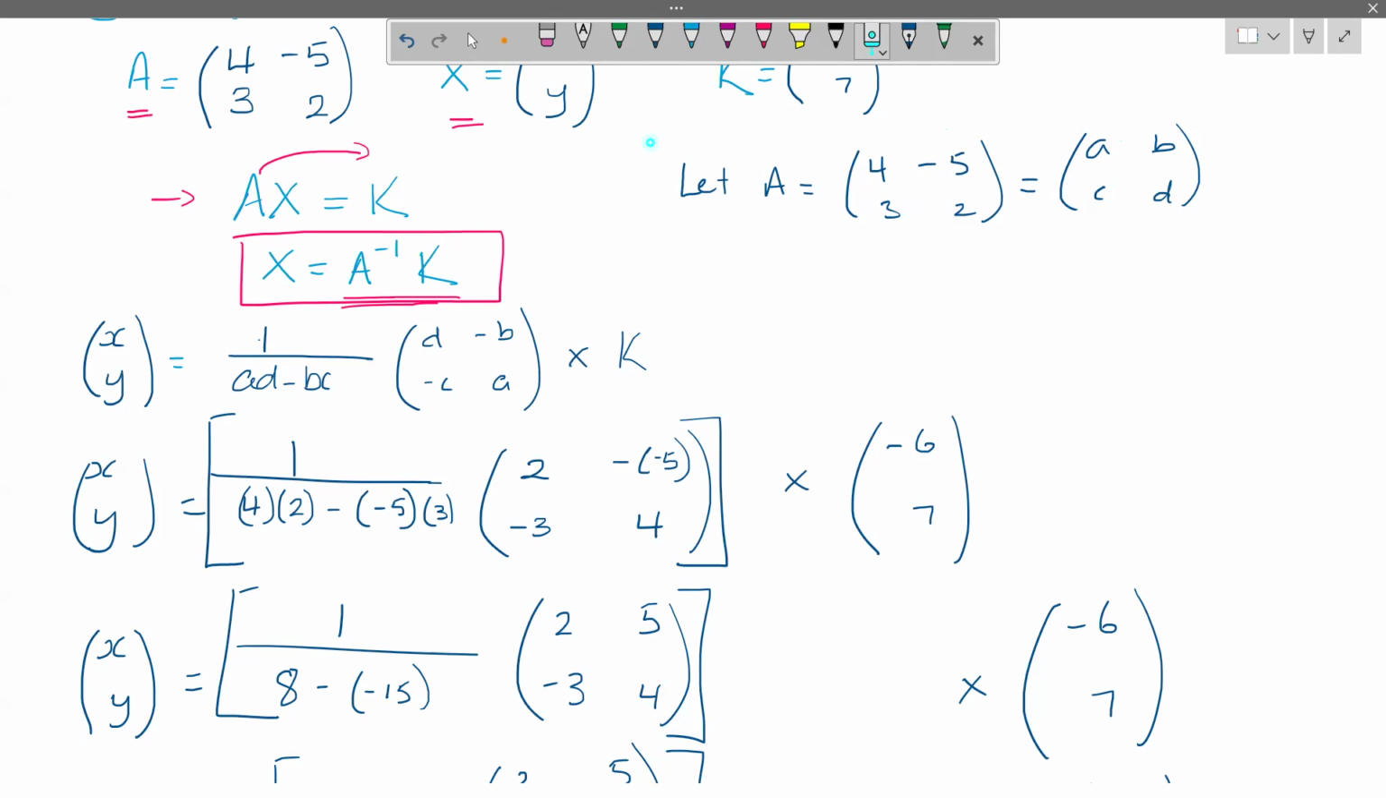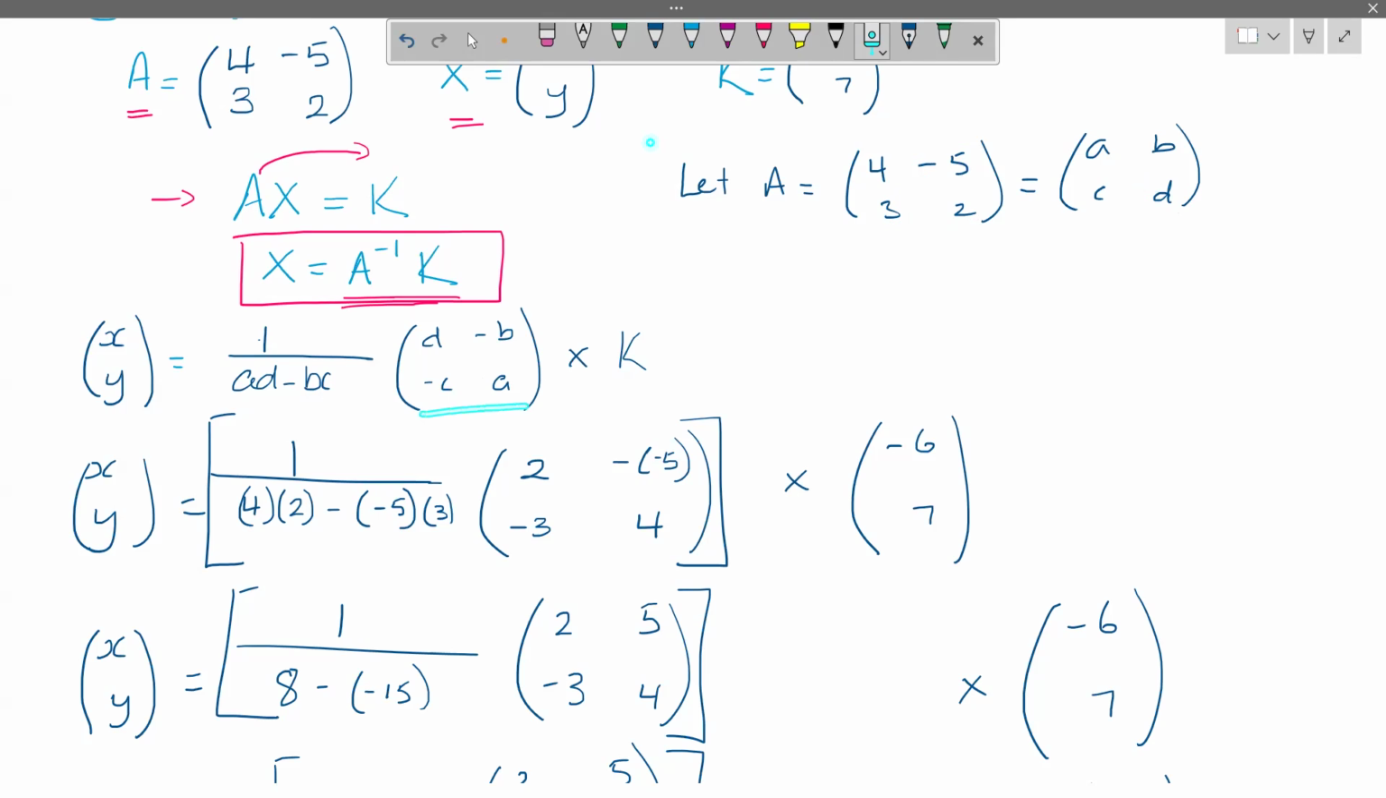So, subbing values now. A is 4. D is 2, sorry. B is going to be this -5 here. And C is going to be 3. That's how we're subbing in the values.